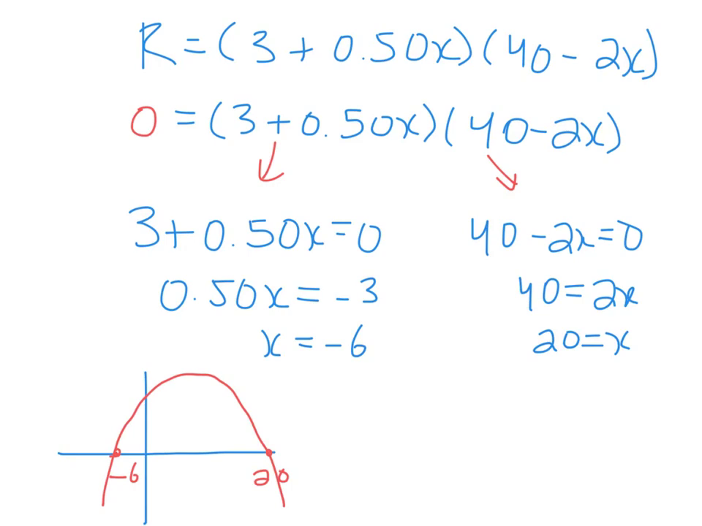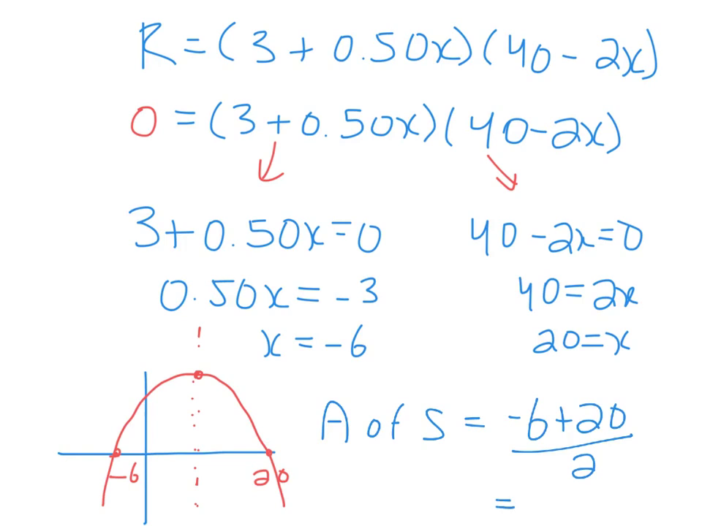But again, we are trying to maximize this problem, so we want the vertex, or at least the x value of the vertex. Well, the x-coordinate of the vertex lies on the axis of symmetry. So to find the axis of symmetry, we average the two x-intercepts. So negative 6 plus 20 divided by 2, which is equal to 14 divided by 2, which is 7. So the axis of symmetry is x equals 7. And if you remember from above, we found the vertex to be 7, 169, and we were only interested in the x-coordinate of our vertex.